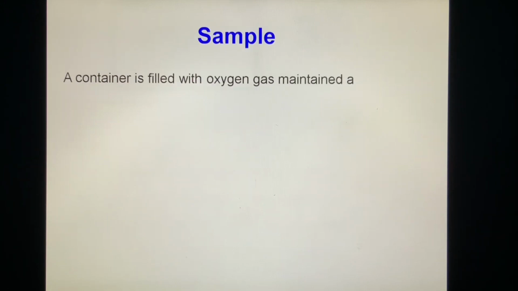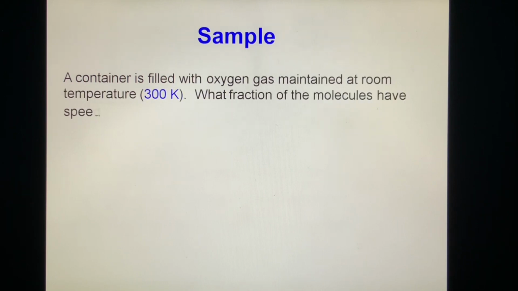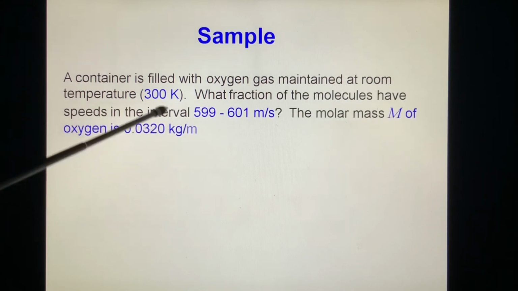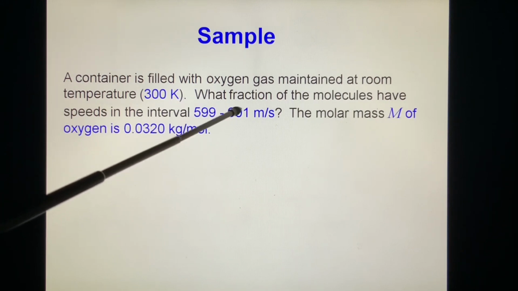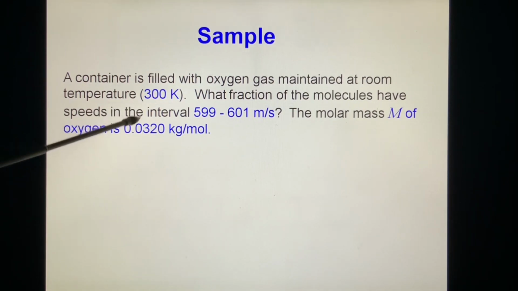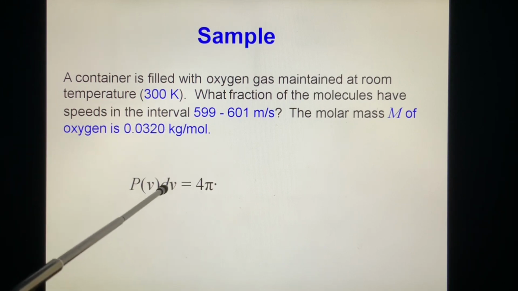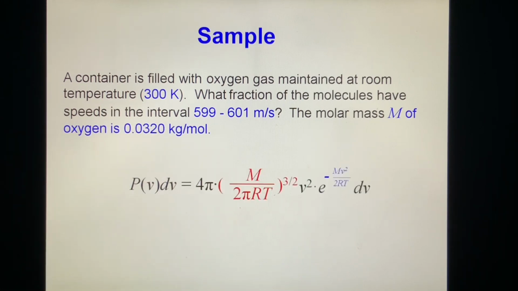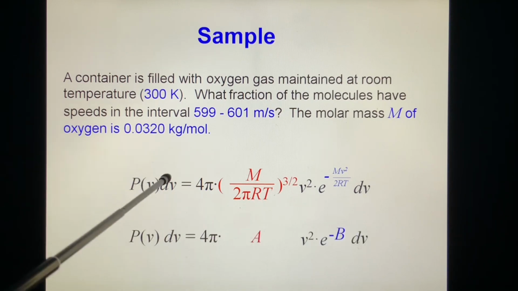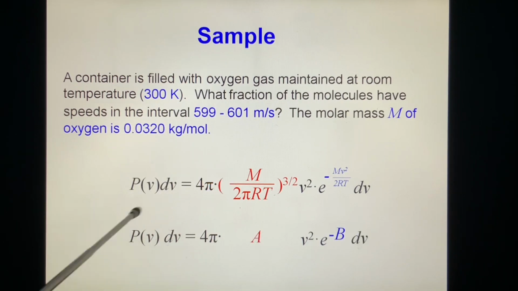Sample. A container is filled with oxygen gas maintained at room temperature, 300 K. What fraction of the molecules have speed in the interval 599.0 to 601.0 meters per second? The molar mass M of oxygen is 0.0320 kilogram per mole. Now, we use this one. We want to find this fraction, the percentage.